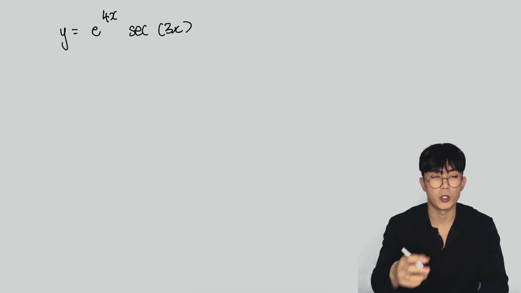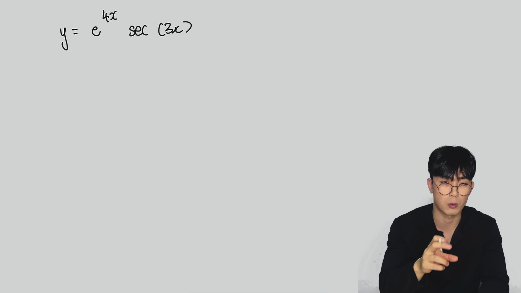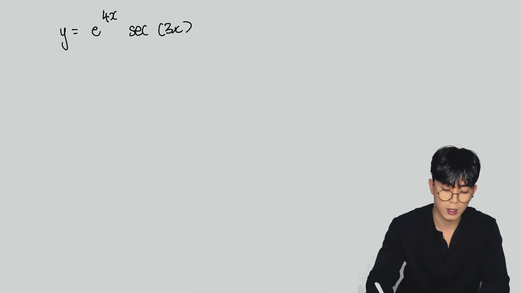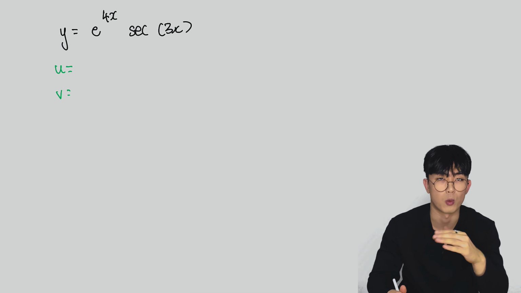So let's say we have an equation y is equal to e to the 4x sec 3x. Okay, we know the product rule is used when we have two functions multiplied together. So we have e to the 4x as one function, sec 3x as another function. They're multiplied, so we should use the product rule. So we have to set our u and v. Remember, for the product rule, u and v can be anything, right? It's the quotient rule where we have to be very specific of what our u and v's are.